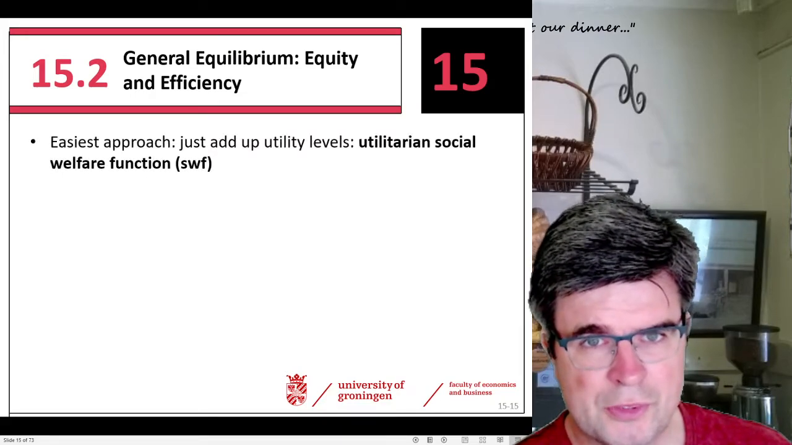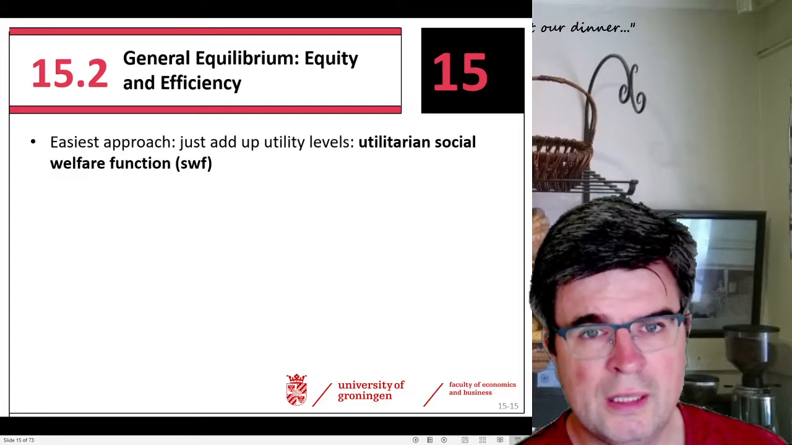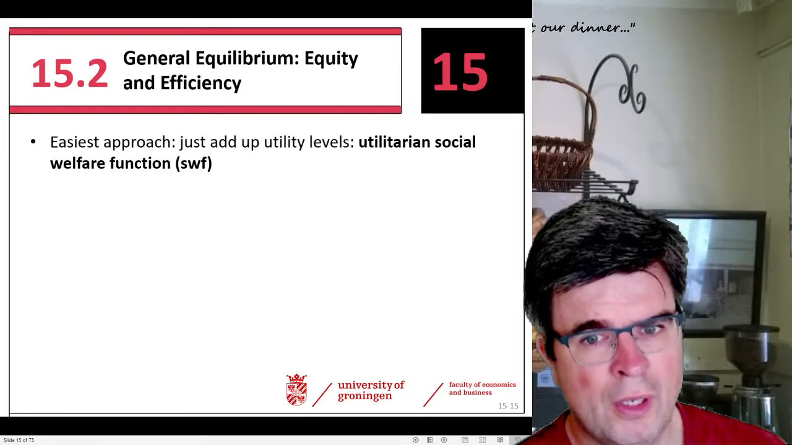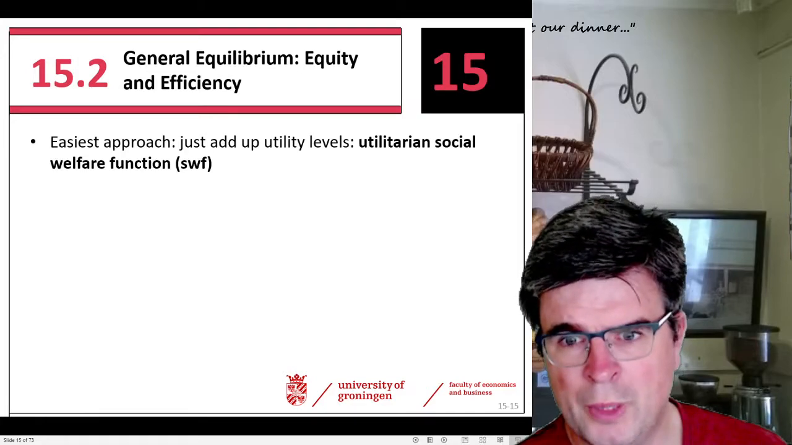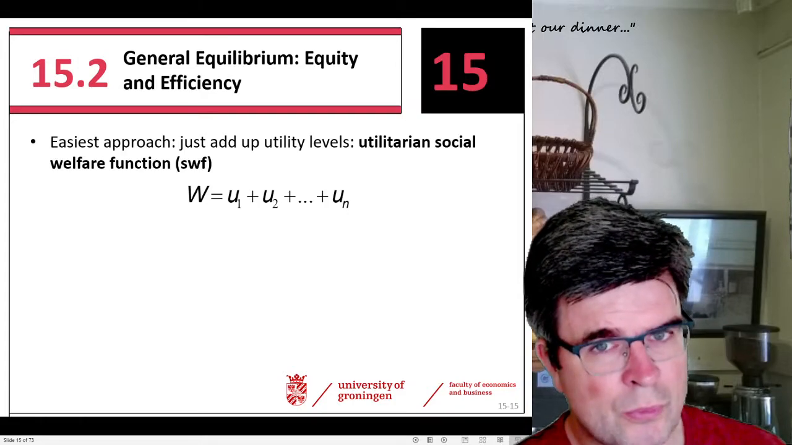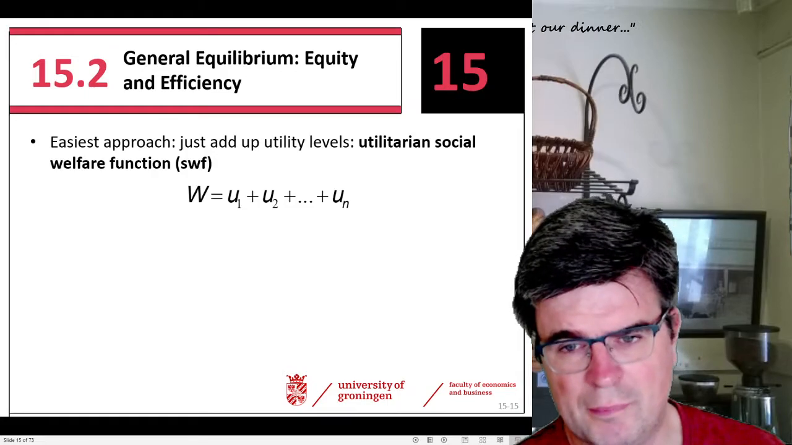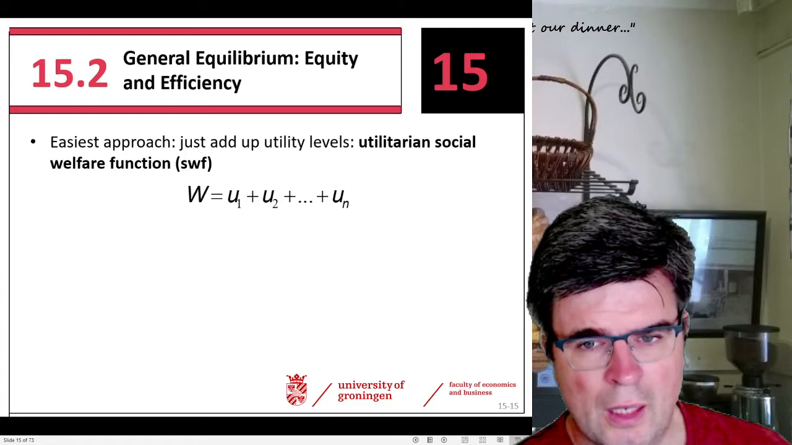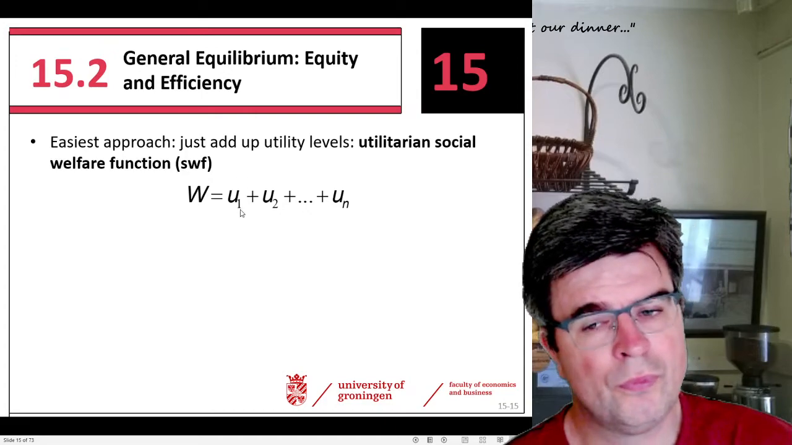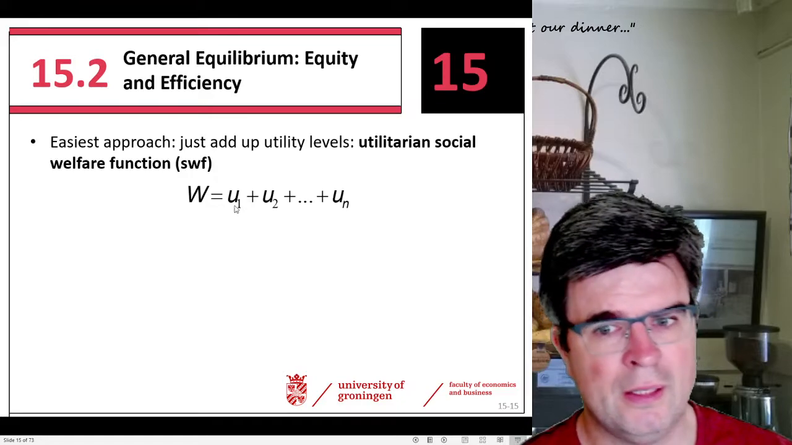There are different approaches that we can use here, and the easiest thing to do, at least conceptually, is to just add up the utility levels, and then you arrive at what is called a utilitarian social welfare function. That social welfare function, W, is very simply the aggregate utility of all individuals in society. And notice that in this expression, as it is given here, all people in society are weighted equally. Everyone is equally important.